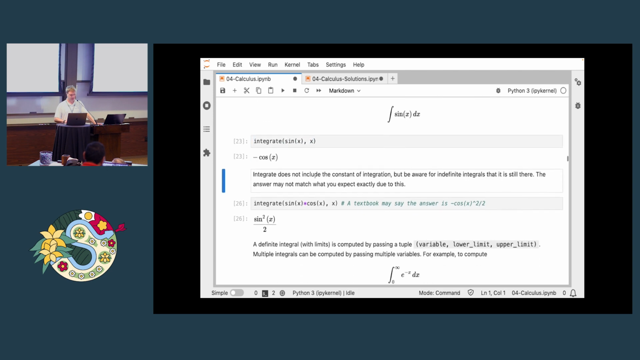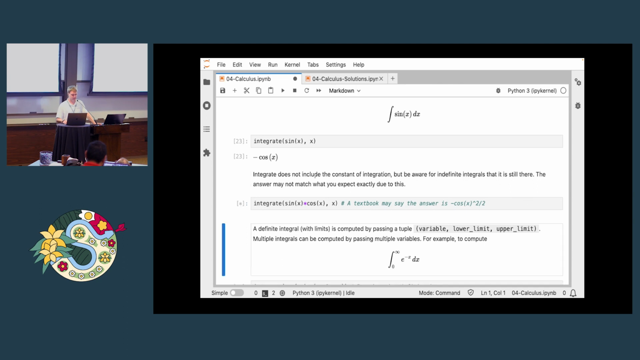And note that integrate is not going to show the constant of integration, but obviously it's still there mathematically. Technically it's going to give you an integral, not the integral. That's something to be aware of when you're using it, that sometimes it might give you something that's a little different than what you expect.